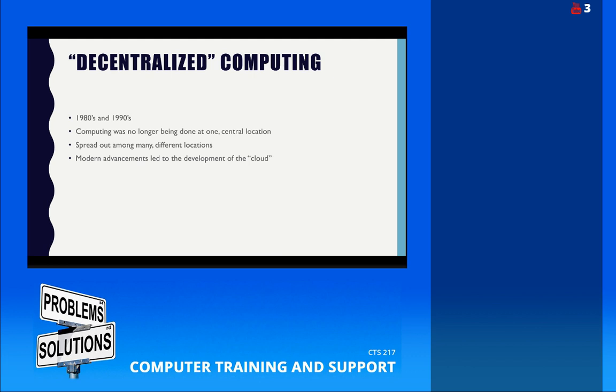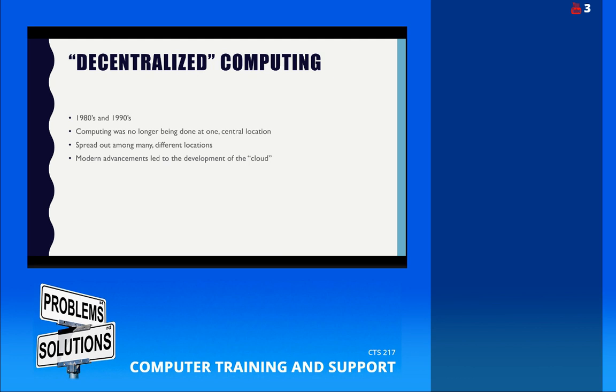And even still, modern advancements led to the development of the cloud. So we're able to take and spread computing out even further, because now, people aren't even just limited to their office in order to do their work. They can put their work on the cloud and do it in the office, at home, at the beach, wherever they're at.